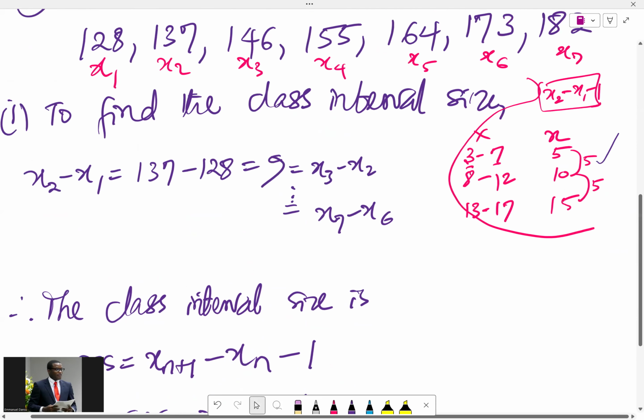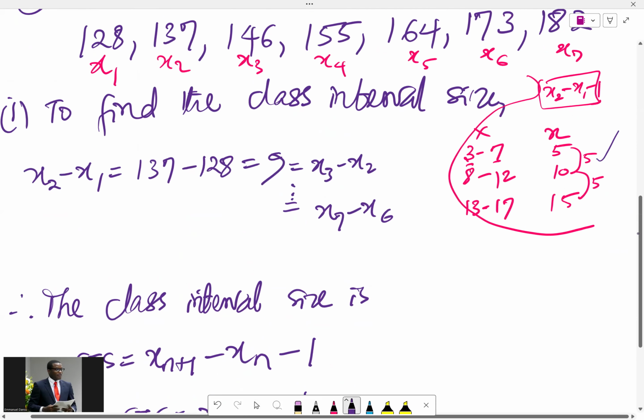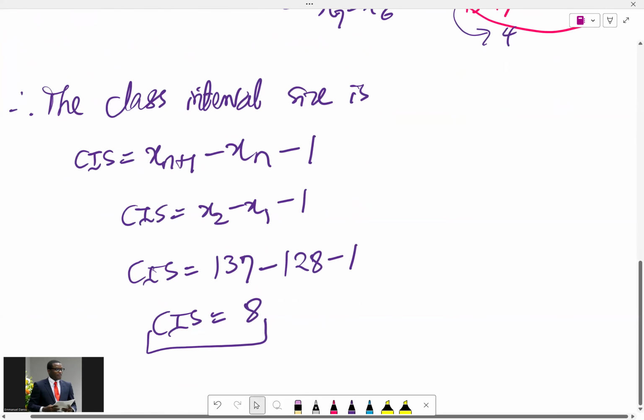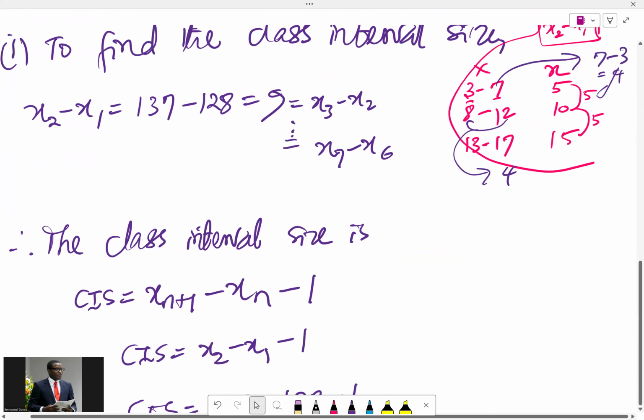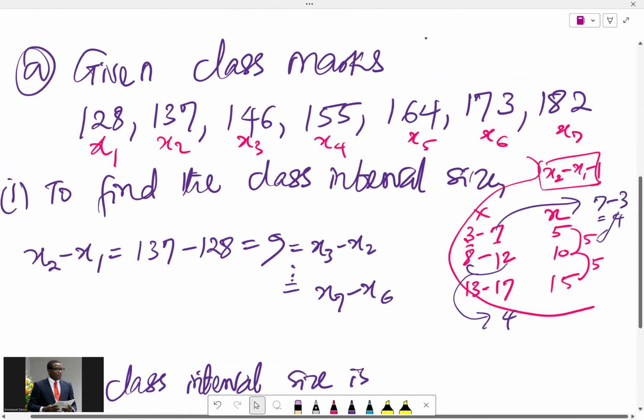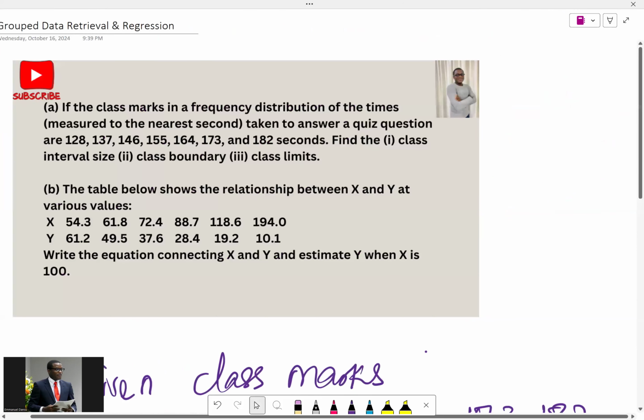Just like the difference between the class marks in the earlier example is 5, but the actual class interval size is 7 minus 3, and that is 4. So you consider 5 minus 1, which is 4. Then 12 minus 8 also is 4. So if you can follow that kind of argument, then it will make sense to say that the class interval size is actually 8. I had to do this to give a kind of background to what I'm doing now. Now let's go for the next part of the question.